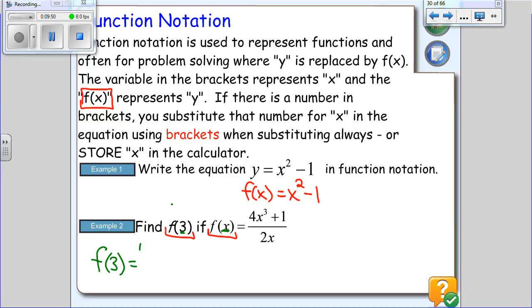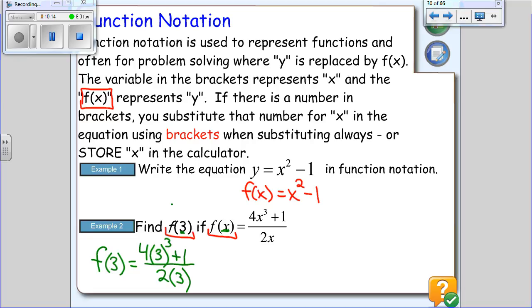You notice that when I put a 3, I'm going to put brackets around it. Those brackets are important. They're especially important when it's like f of negative 1 or something like that. Because those brackets mean that negative stayed with it. Okay? So make sure you use brackets when you substitute things in.